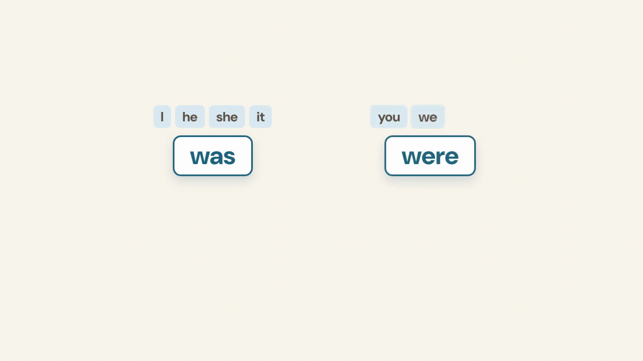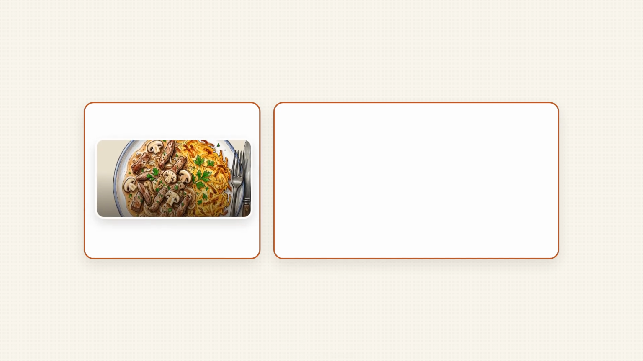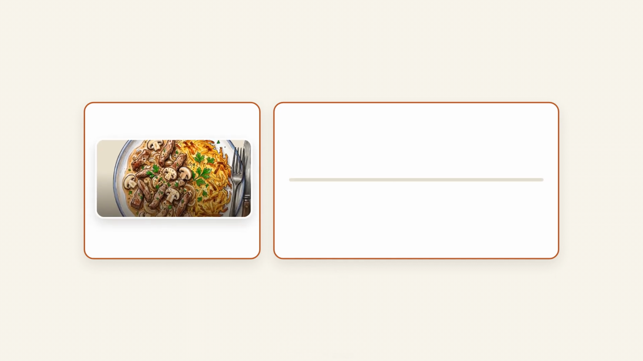Use was with I, he, she, and it. Use were with you, we, and they. That's the whole form. Now the useful part. Here is the difference, and it's two sentences long.